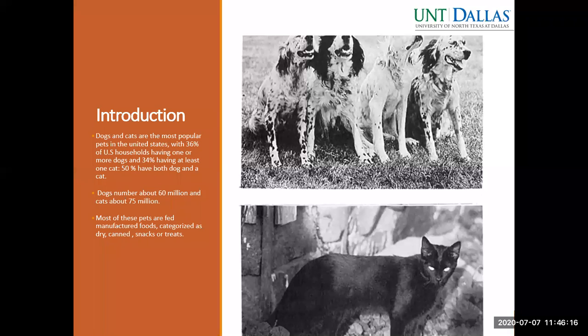Dog numbers are about 60 million and cats are about 75 million, and most of these pets are fed manufactured foods categorized as dry, canned, semi-moist, or snacks or treats.